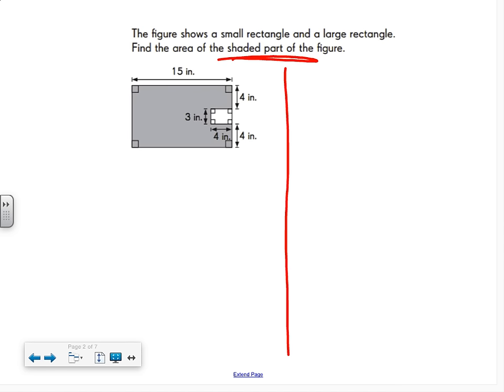So I have the whole. The whole is length times width. The length is 15 times how wide it is. Again, this is 4 and that's 4, so that's 8. If this side is 3, then this side is 3. 8 plus 3 is 11. So the area of the whole thing is 15 times 11, which is 165 inches squared.